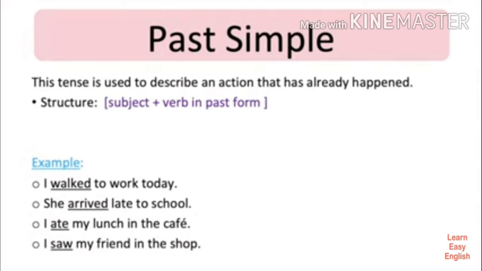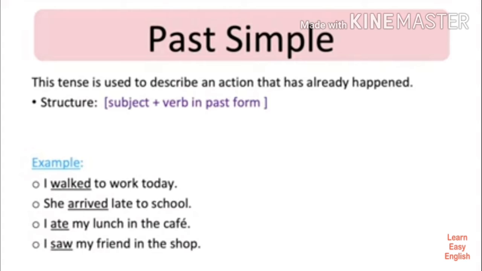For this tense we have to use verb's second form, and the formation would go like this: subject plus verb's second form plus object at the end. So this means we'll use the second form of the verb to describe an action which has already happened in the past. For example, I walked to work today.